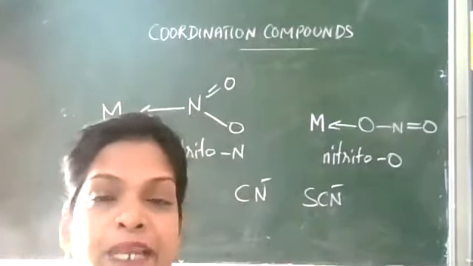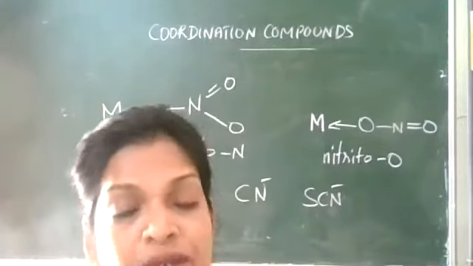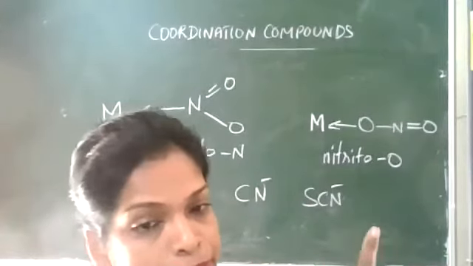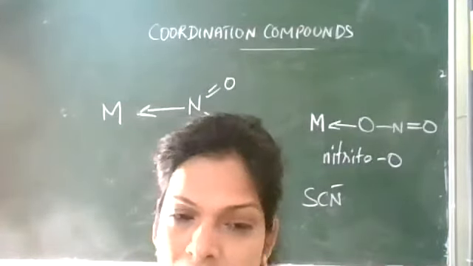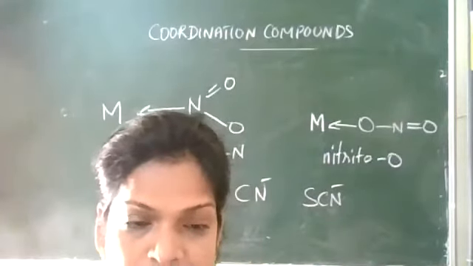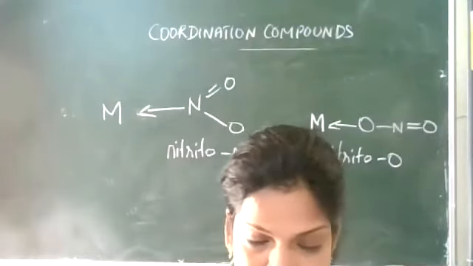Okay, here we are saying ambidentate ligand: ligands which can donate through different atoms. The same ligand, NO2, here NO2, here NO2, can donate through different donor atoms. Such a ligand is called an ambidentate ligand.